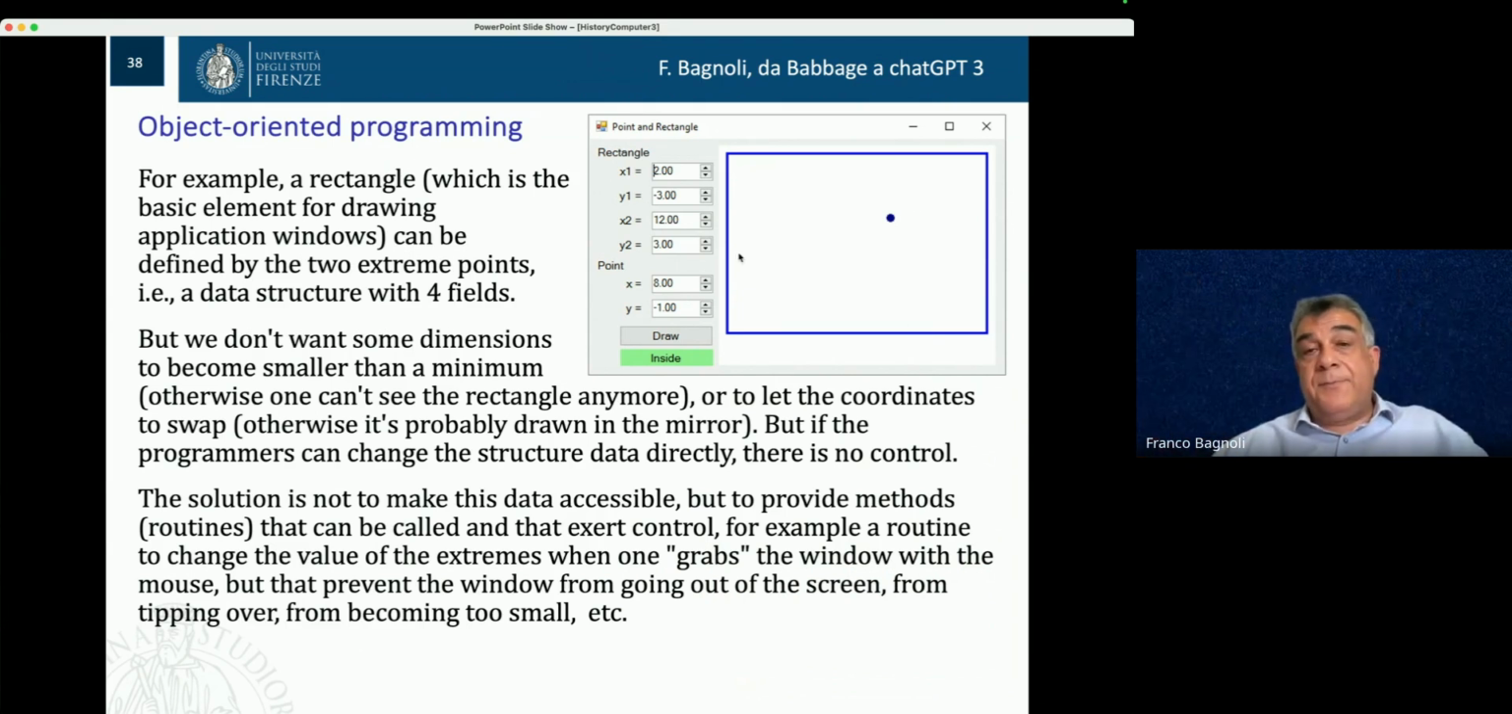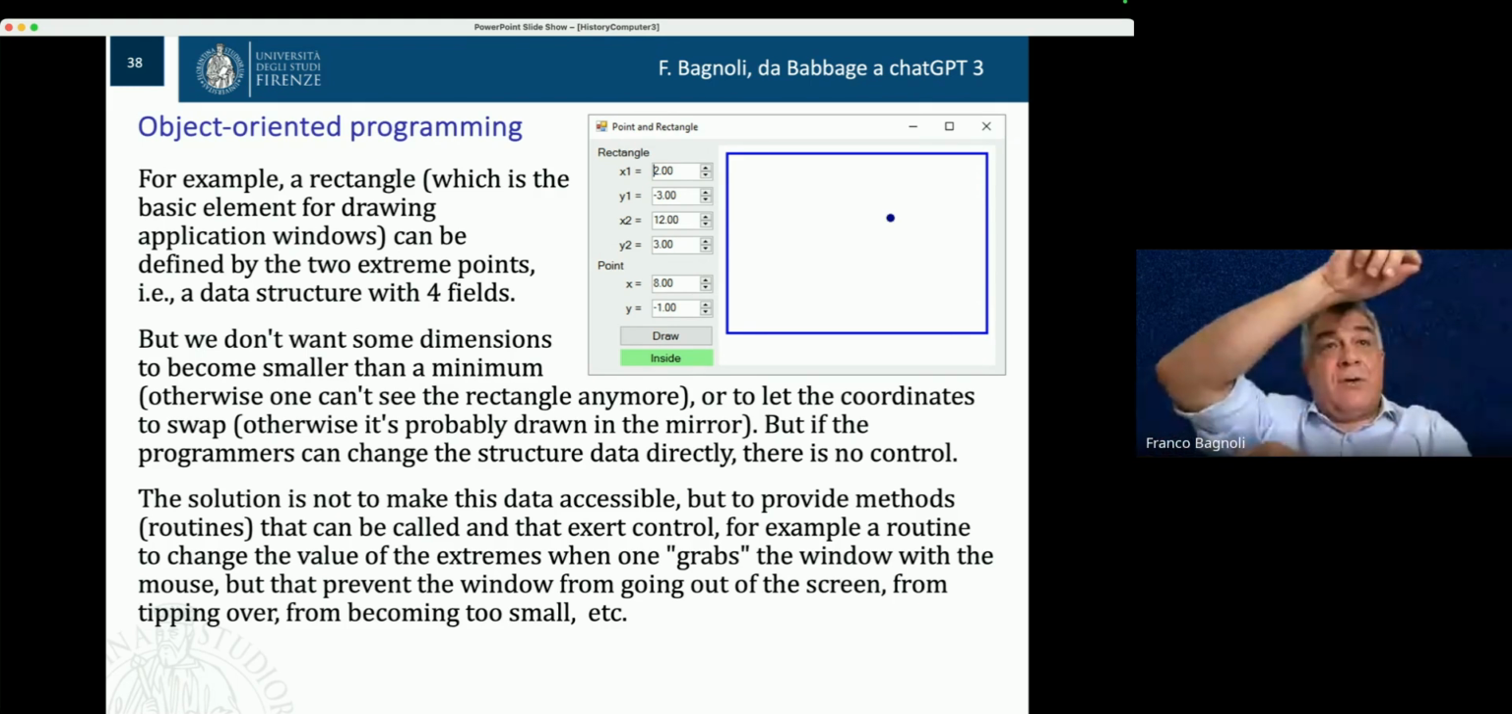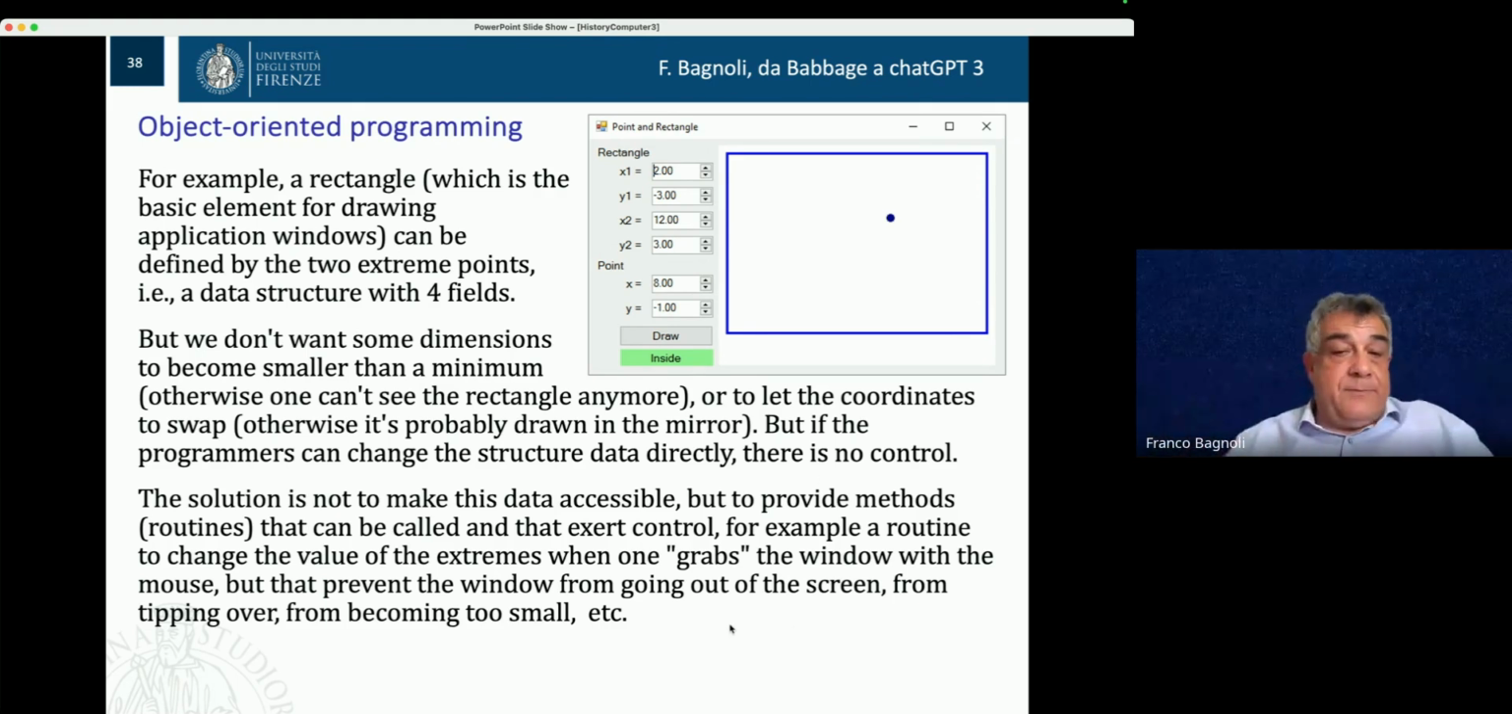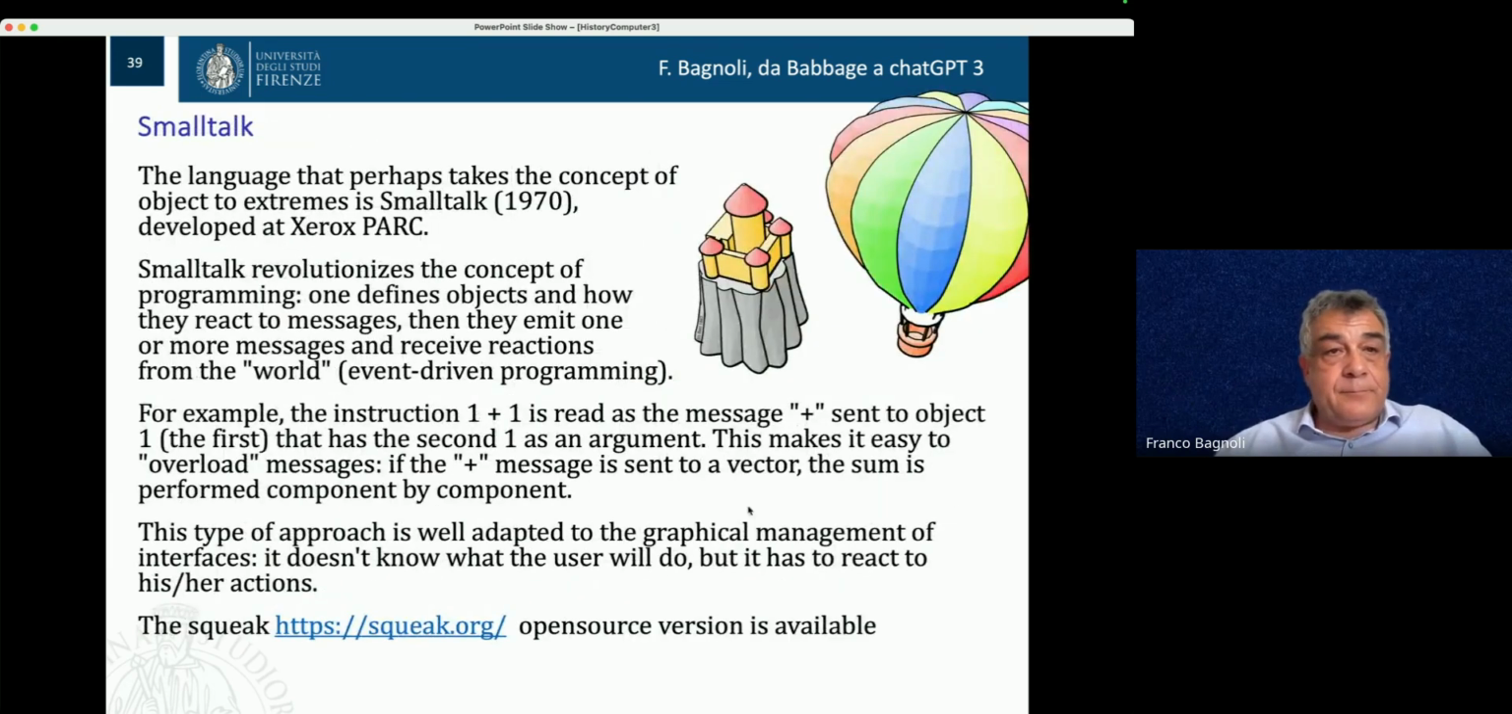So you have to be sure that the first angle is the top left, and the first data is the top left corner, and the second data is at the bottom right corner. And when you say grab the window, you may need, for instance, to switch these two data if whoever was drawing the rectangle has crossed these two points. So essentially, this is the idea.